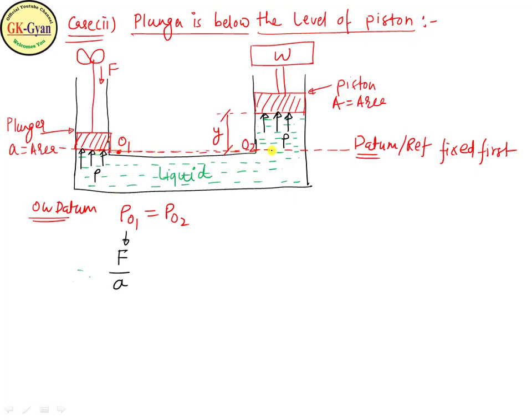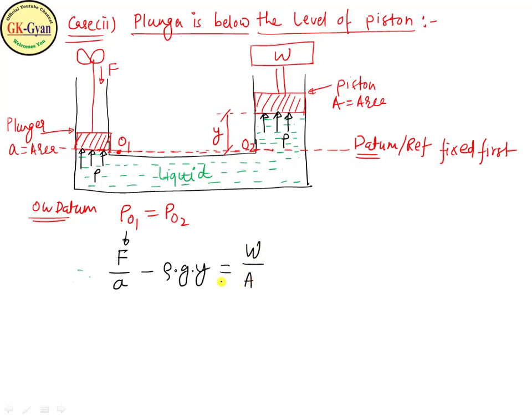Now you are moving horizontally, and from this point you are moving upward, so it will be minus, because you are moving upward from the reference, minus rho into g into y, as we have seen in the hydrostatic law. At this point, the pressure acting on the piston will be W by A.